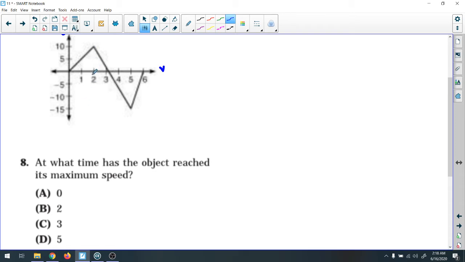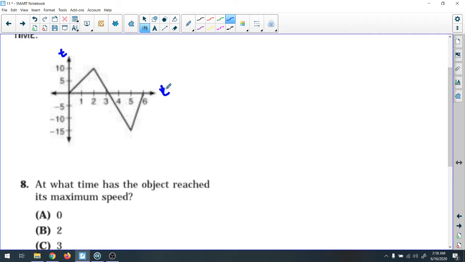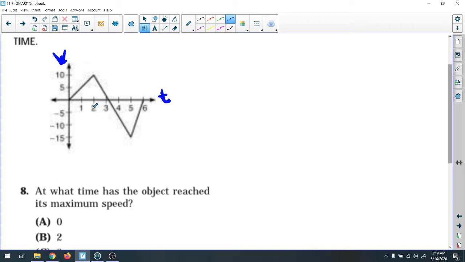If you look at time 2, the velocity, let's switch. This is time and this is velocity, dependent and independent. This is the time: 1 second, 2 seconds, 3, 4, 5, 6 seconds, and this is the velocity, whatever units they have, feet per second or meters per second. So if you look at 2 here, the velocity looks like about 10. But if you look at here, it looks like it's 15.